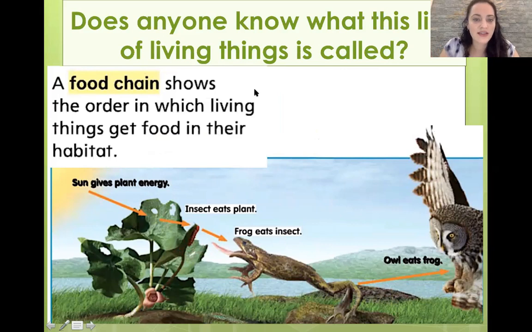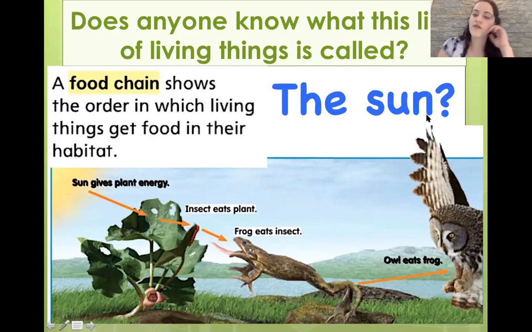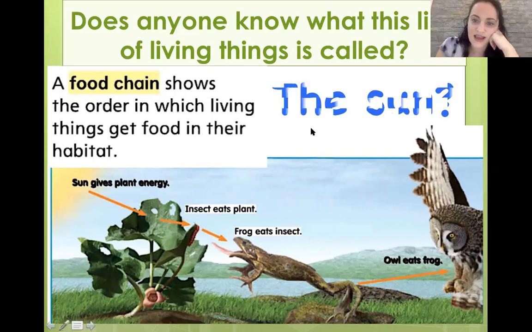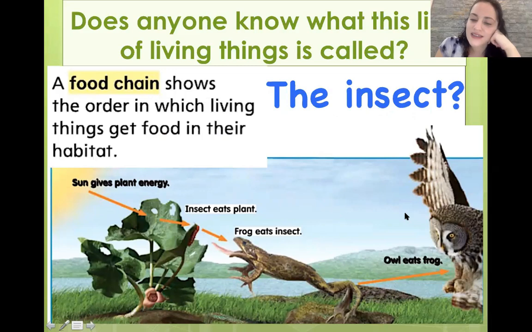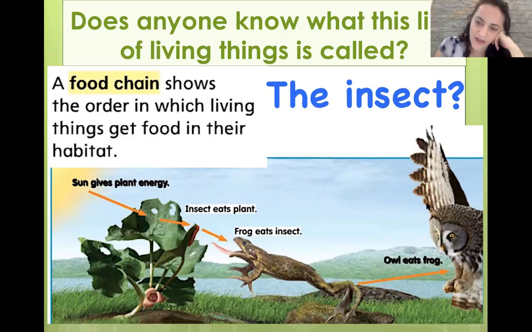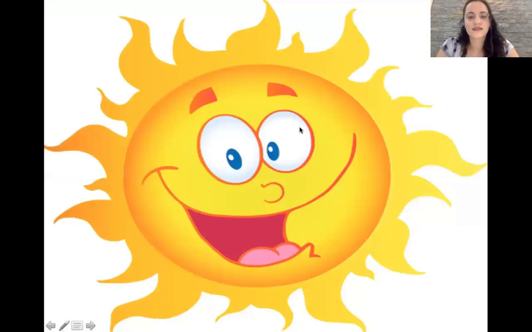So let's take a look at the next one. First, why do you think the sun is in this picture? Taylor? Plant needs the sun. Yeah, the plant needs the sun. Good job. Why is the insect on the plant? Funny? Because the insects eat the plant. Excellent job, Funny. So the insect can eat it.